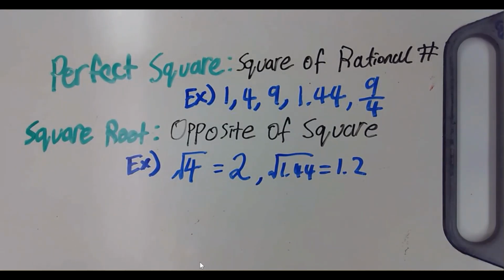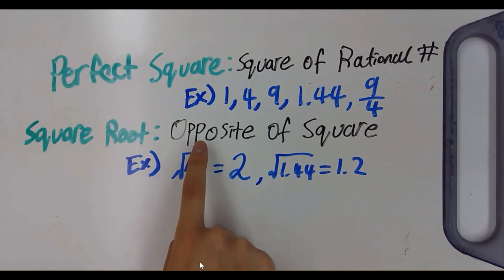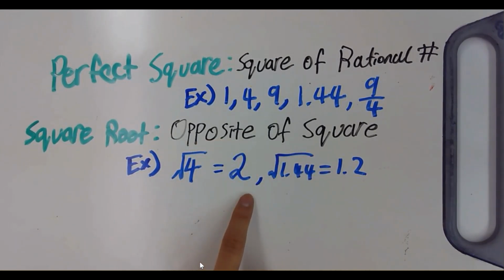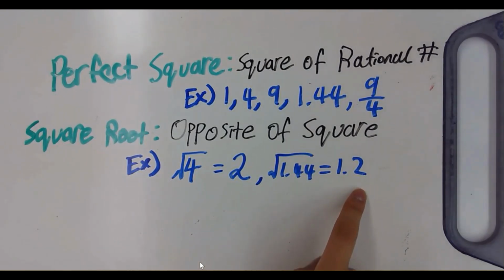And next is square roots. I will talk about square roots in more detail, but for now, you can think of square roots as the opposite of squares. Over here, we use this symbol. So this is read as square root of 4, and we know that 2 squared is 4. And as I said before, the opposite of square is square root. So square root of 4 is 2, and square root of 1.44 is 1.2.